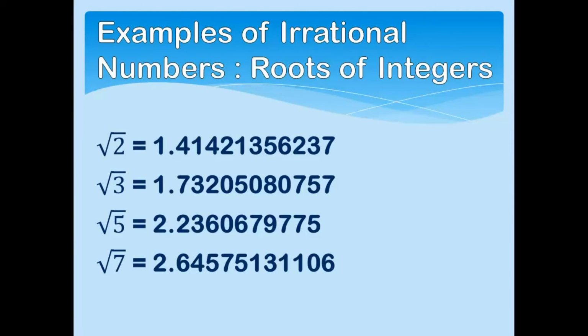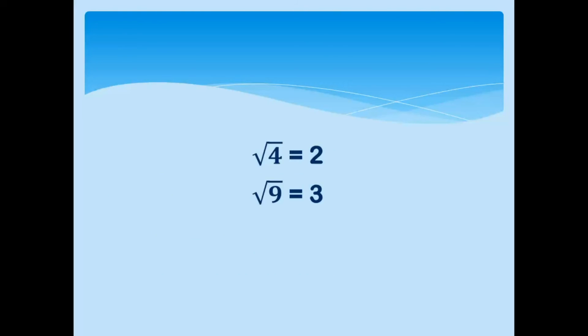Most of the irrational numbers that you will see are the square roots and other powers of roots of integers. For example, the square root of 2 is an irrational number. So is the square root of 3, and the square root of 5, and let's say the square root of 7, and so on. But don't forget that some square roots, like the square root of 4 and the square root of 9, are equal to integers. In this case, 2 and 3.